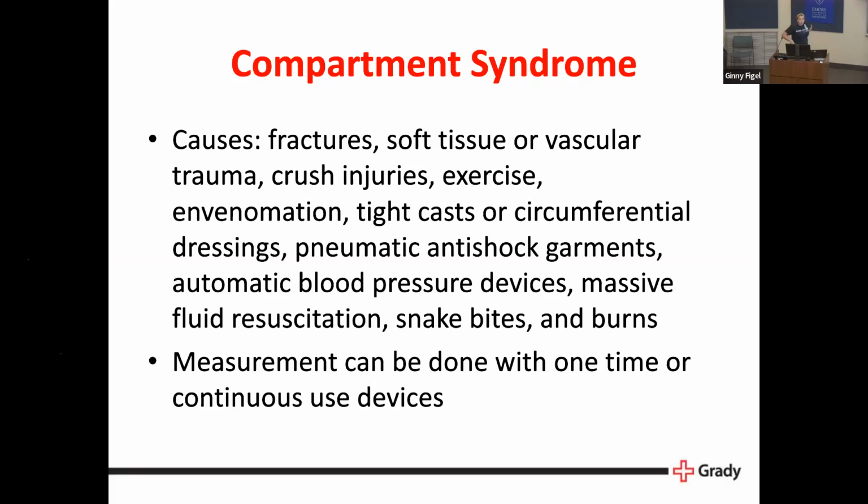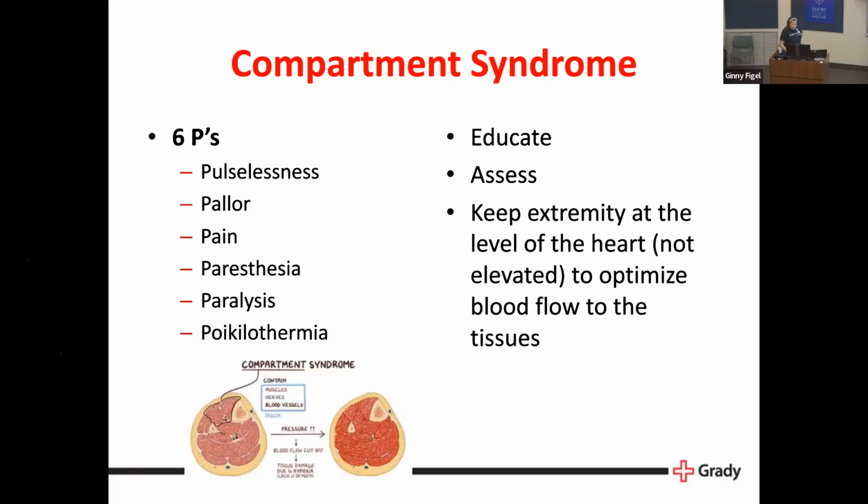Okay, so compartment syndrome, the causes are fractures, soft tissue or vascular trauma, crush injuries. It can happen from exercise and revascularization. Tight casts or circumferential dressings. So something we've done to the patient: pneumatic anti-shock garments, automatic blood pressure devices, massive fluid resuscitation, snake bites, and burns. Okay, so a big long list of things that can cause this. The measurement can be done with one-time devices, and they make continuous devices that are continuously monitoring what the pressure is in this specific compartment.